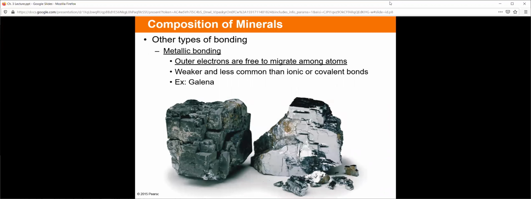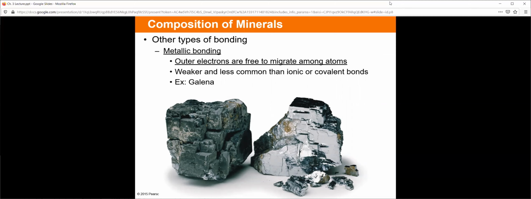So let's get more into the mineral side of things. Let's abandon the pure chemistry and get into some geology side. What types of bonding do we have? Well, first of all, we should talk about metallic bonding. Metallic bonding happens in a mineral when the outer electrons are free to migrate among the atoms.